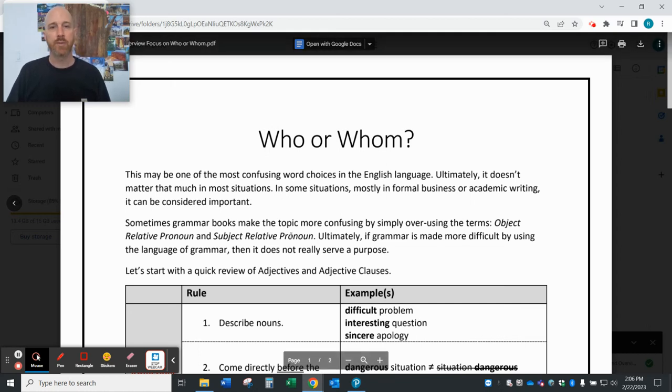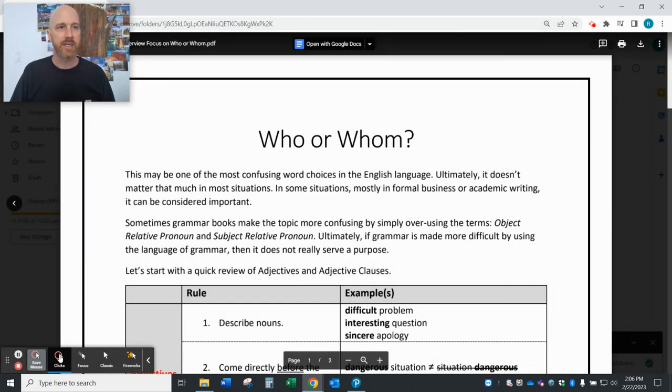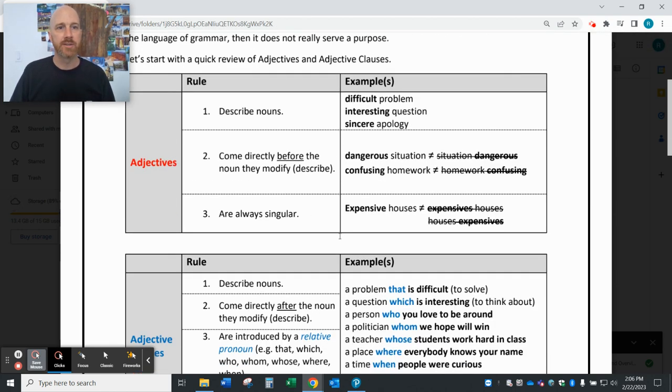Today we're going to look at one of the more confusing word choices in English. Who or whom, and when do we use them? We use these with adjective clauses, which are used to describe nouns, and these are often overcomplicated and made more difficult because grammar books and teachers use very technical language such as object relative pronoun and subject relative pronoun. I'm going to really try to simplify that for you and give you something very clear to understand.